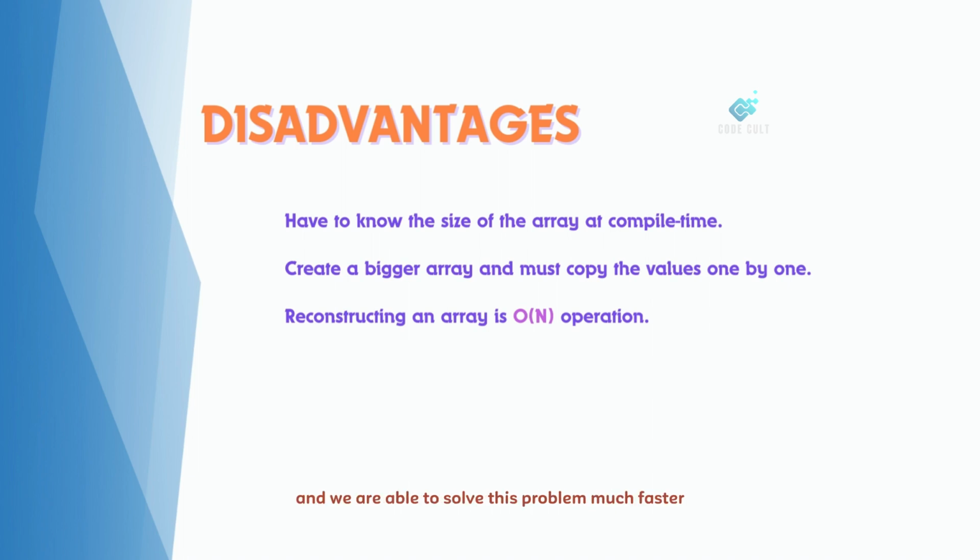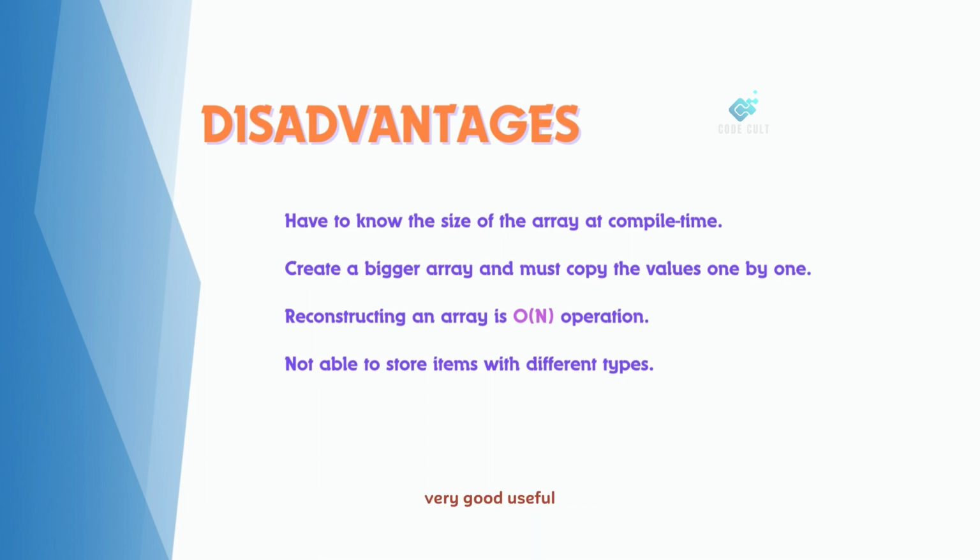And we are able to solve this problem much faster with the help of the linked list data structure. And it's very important that it is not able to store items with different types. Okay, so basically arrays are very good and useful when we know the indices of the item we would like to return. So we have a one-dimensional array, and for example, we know that the index of the item we are looking for is 123. In this case, we are able to return it in O(1) constant time complexity. For linked lists, we have to search and find this item first, and then we are able to return it.